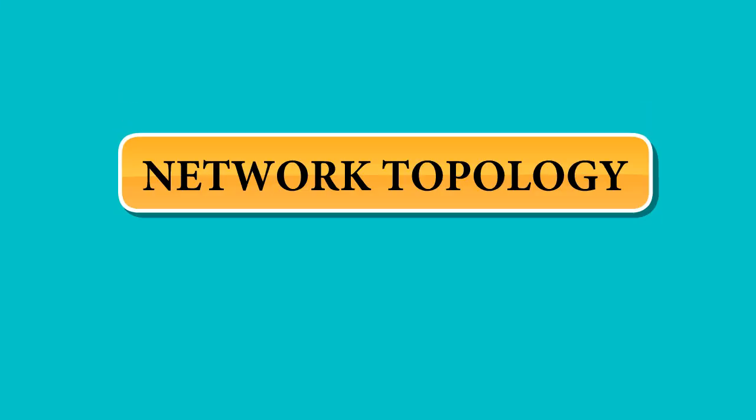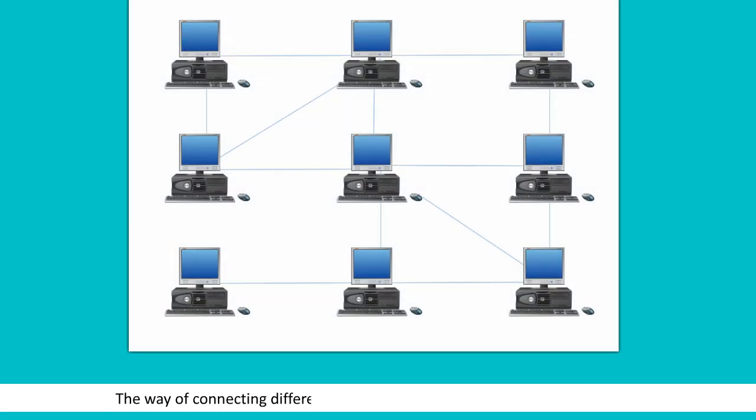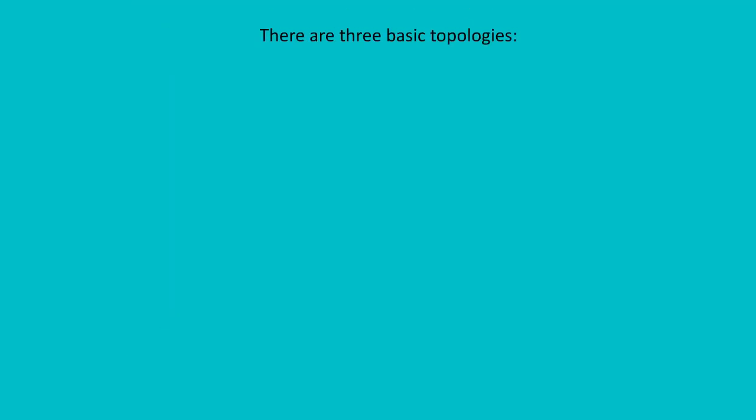Network topology. The way of connecting different computers in a network is known as topology. It refers to the way in which the nodes of a network are linked together. There are three basic topologies: star topology, ring topology, bus topology.